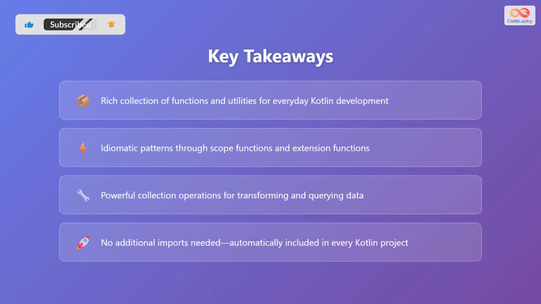Let's recap what we've learned about the Kotlin Standard Library. First, it provides a rich collection of functions and utilities for everyday Kotlin development, making common tasks simple and efficient. Second, it enables idiomatic programming patterns through scope functions and extension functions, helping you write clean, expressive code. Third, it offers powerful collection operations for transforming and querying data with ease. Finally, and perhaps most importantly, the standard library requires no additional imports. It's automatically included in every Kotlin project, ready to use from day one. Mastering the standard library is essential for becoming a proficient Kotlin developer.